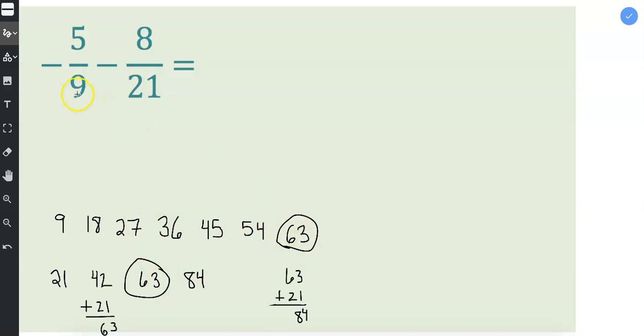So I need to change this denominator to 63 and this denominator to 63. To do that, I'm going to write these two fractions vertically. So I'm going to write 5/9, and then I'll write 8/21. And then on the other side, I'm going to write the denominator that I want both fractions to have.